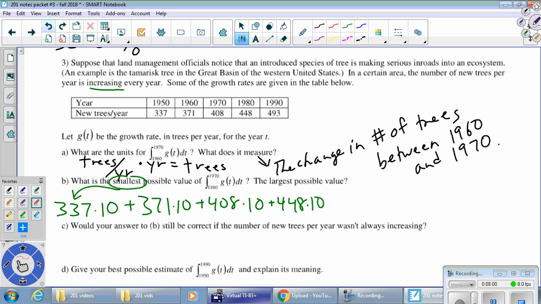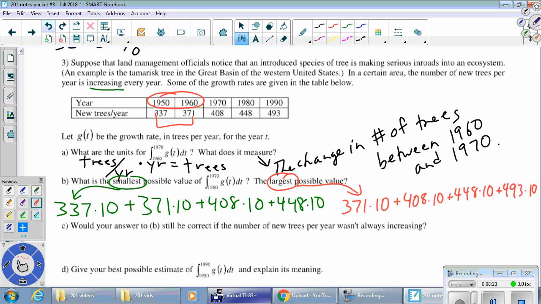So we do that calculation, and then separately, you can do the largest possible value. In this 10-year period, which number are you going to pick? We're going to pick the 371, the largest one, overestimating, times 10 years, plus 408 times 10, and then finally, plus 493 times 10. The 493 does get into this one, but the 337 does not get into that one. So they each miss one. Green and red both miss one.